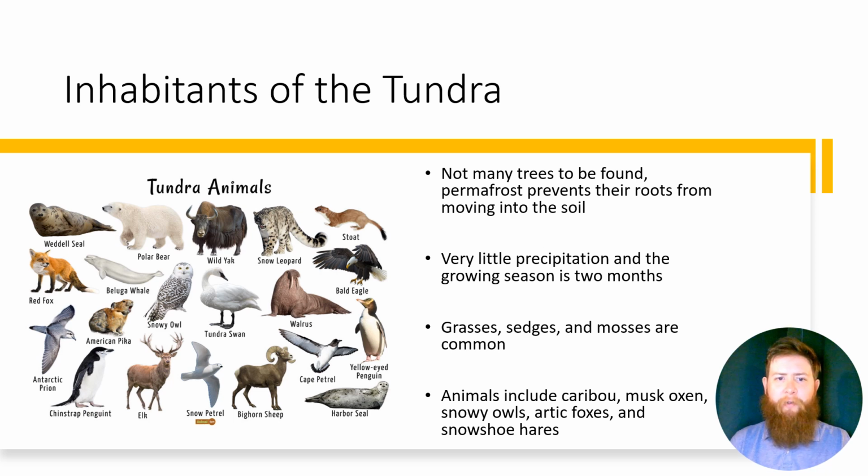Despite this, we still have some really hardy grasses, things called sedges and mosses that are common, and then we have a whole bunch of animals that can live there too, or that travel in and out of the area. These include caribou, muskox, snowy owls, arctic foxes, and snowshoe hares. There's other things on here like snow leopards and bald eagles and walruses and stoats, but those are just a couple examples.